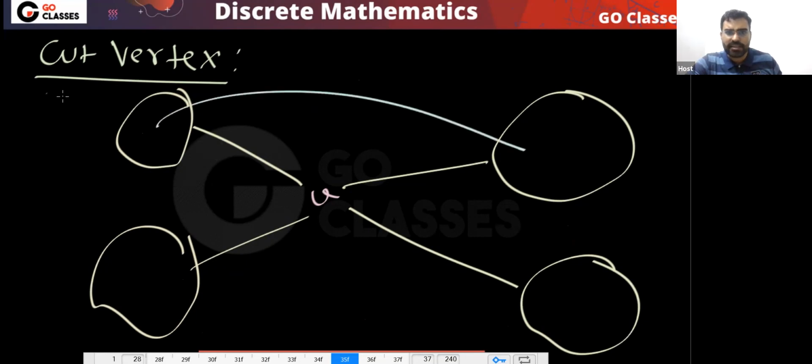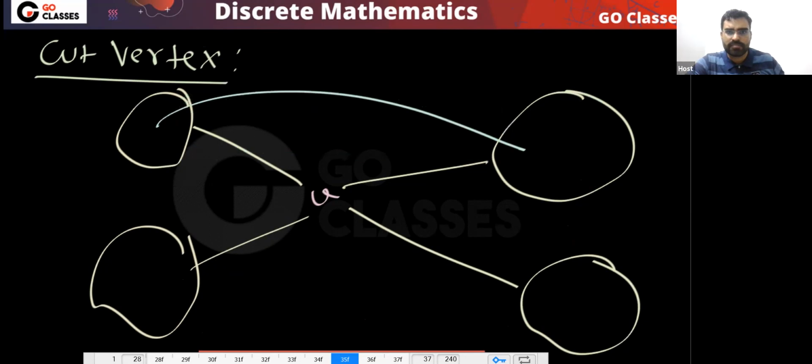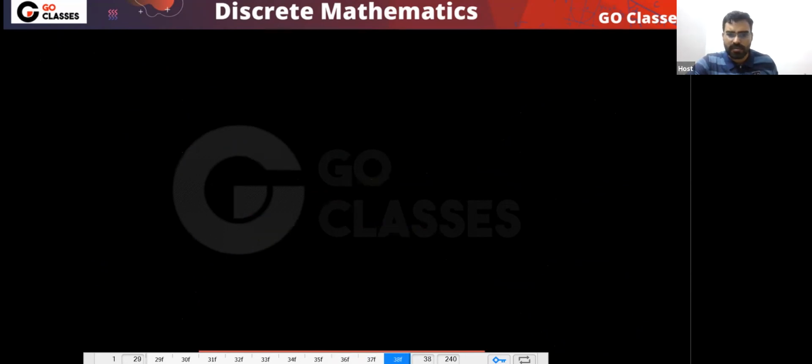Because if there is an edge, then you will merge. These two you can merge. So this is the picture. This is the memory picture for cut edge, and this is the memory picture for cut vertex. Please tell me, is this clear? Yes or no?